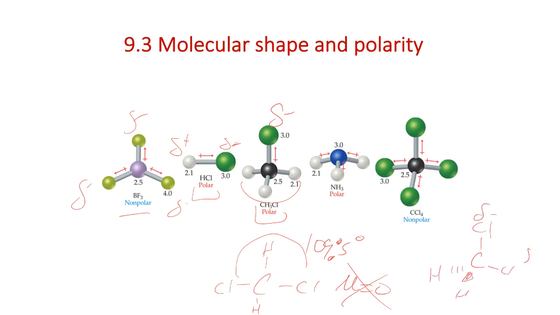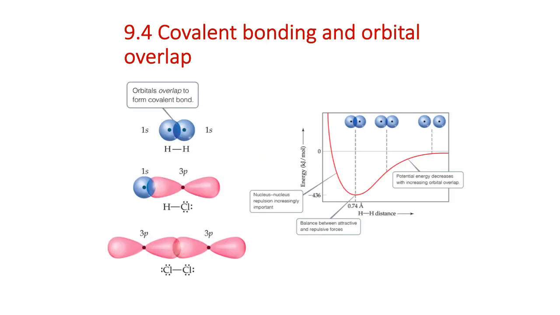So we get a partial negative, dipole pointing this way in the molecule. So we get a partial negative charge over here, partial positive on the opposite side. Definitely a polar molecule. NH3 is polar, CCl4 though is nonpolar.